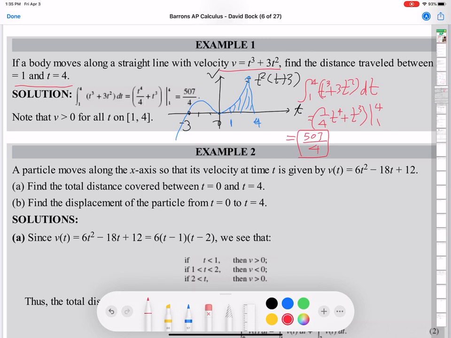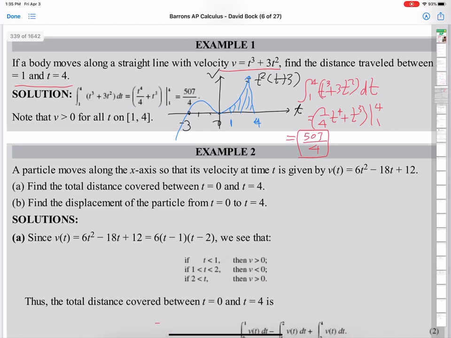In this case, the graph of the velocity function is above the t-axis, so displacement is equal to traveled distance. But I believe example 2 is different. Let me explain example 2.